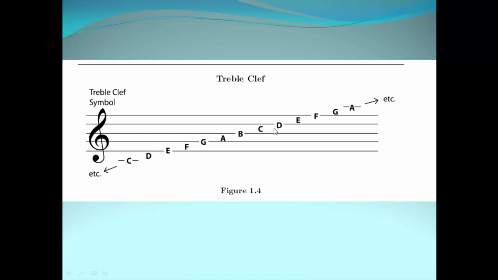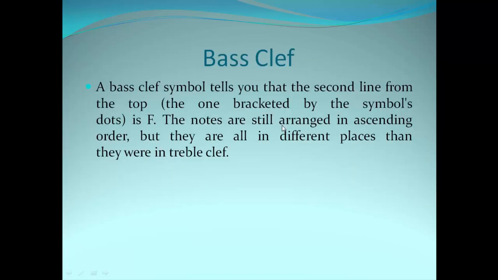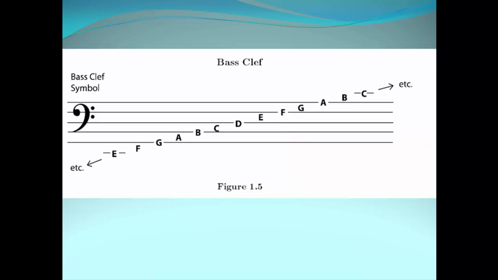Okay, so mi, fa, sol, la, si, do, re. Okay, so here bass clef symbol tells you that the second line from the top, here is the bass clef, so the one bracketed by the symbol's dots is F. The notes are still arranged in ascending order, but they are all in different places than they were in the treble clef. So as you can see here, the first will be G, and the E will be here.